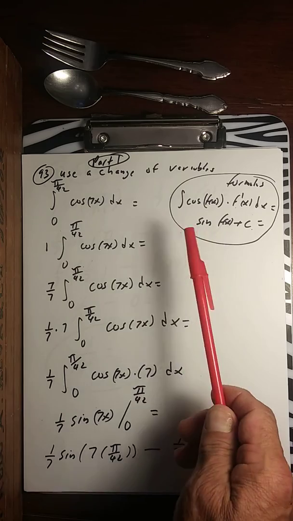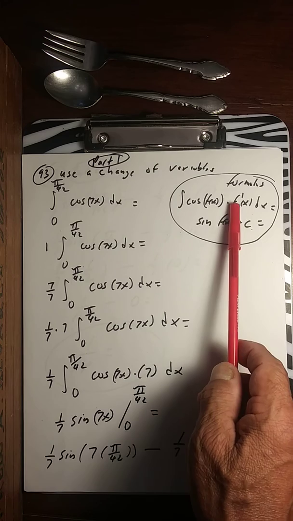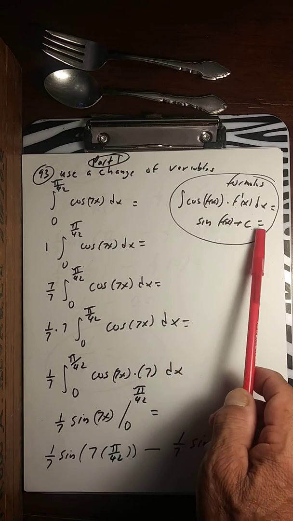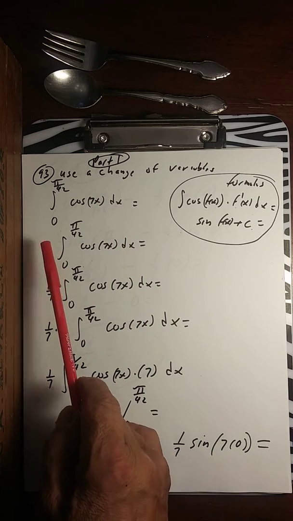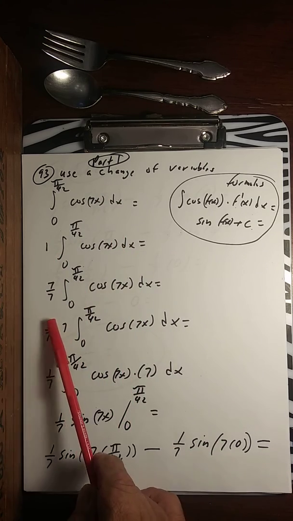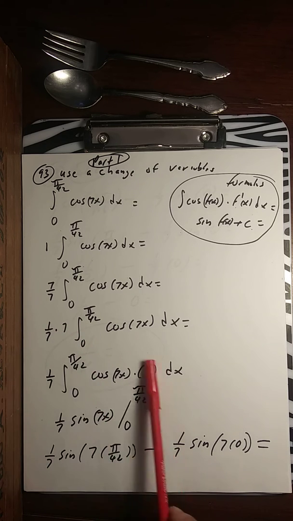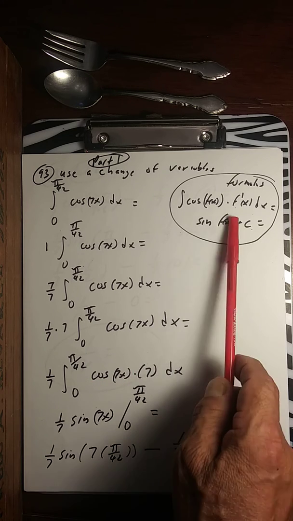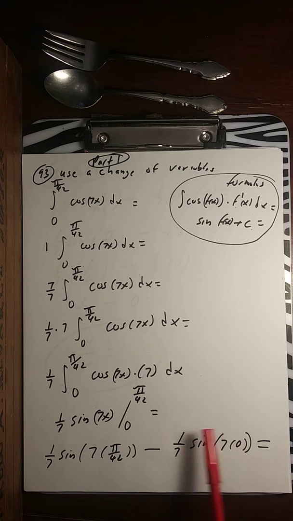Use change of variables. So we have cosine of 7x. If you have cosine of f of x times f prime of x, it becomes sine of f of x plus c. Well, we have cosine of 7x, and the derivative of that is 7. It's not there, so let's put a 1 here: 7 over 7, same thing, 7 times 1 over 7, same thing. So now bring the 7 in, so 1 over 7 times this. Now cosine of 7x and the derivative of that is 7. Yes, so now we can use the formula. It becomes sine of 7x from 0 to pi over 42. Put the numbers in here, pi over 42 and 0 right here. So we have 1 over 7 of this, 1 over 7 of this.